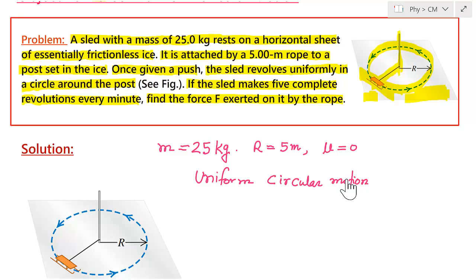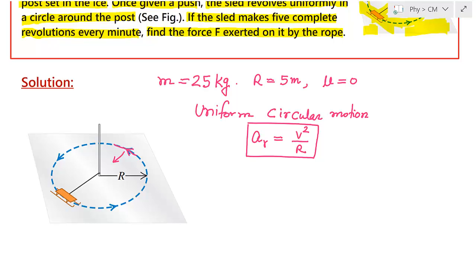If we have uniform circular motion, you may remember that the radial acceleration is v squared by r. If something is moving in uniform circular motion, there are two components: one is the radial direction component of acceleration, and another is the tangential acceleration component. The magnitude of radial acceleration is given by v squared by r, and that is important in this problem. So a_r is equal to v squared divided by r, that is the radial direction acceleration. Now we will use this expression to calculate the forces.